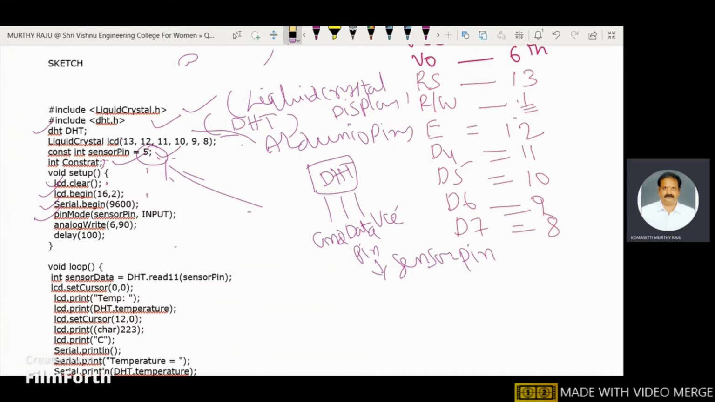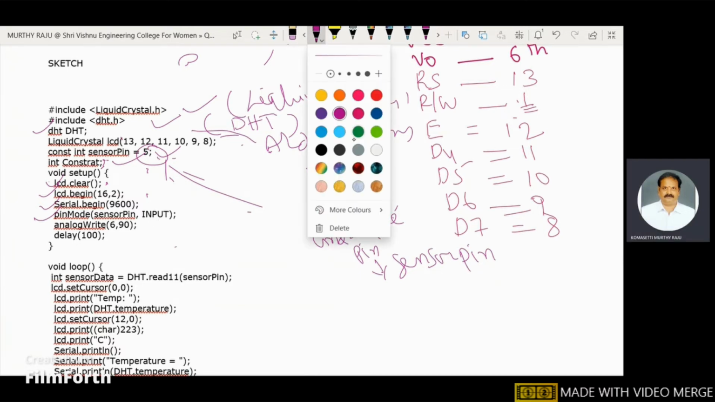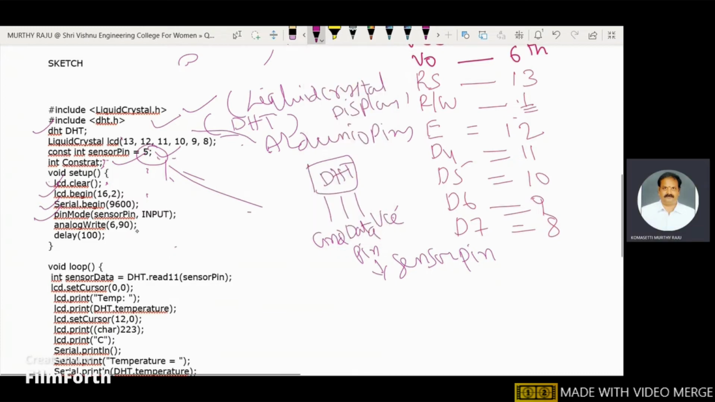Next, coming to analogWrite 6,90. analogWrite 6,90 means that instead of a potentiometer for contrast variation of the LCD, here we use the analogWrite function. There is no need to use a potentiometer. 90 is the contrast variation value of the LCD.